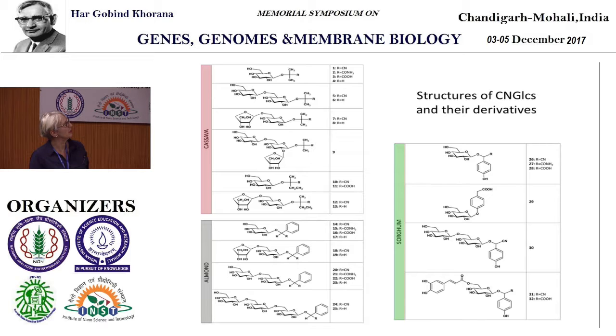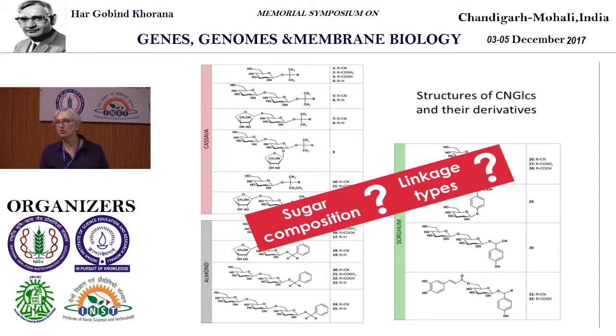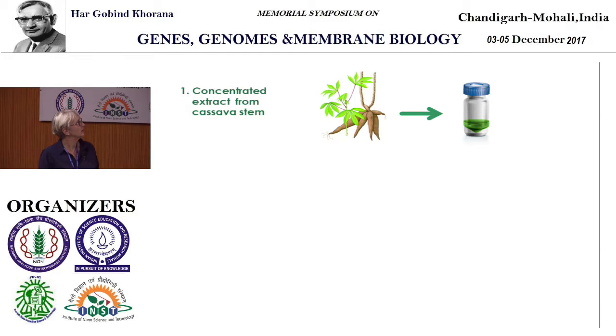Notice there are also different aglycones here. These nitriles come in different forms, but you can also see there's quite a lot of heterogeneity on the sugars. What they really want to know is what is the sugar composition of these and what are the linkage types, and that's a very, very difficult answer to give.